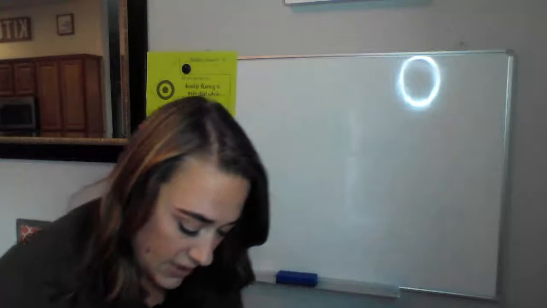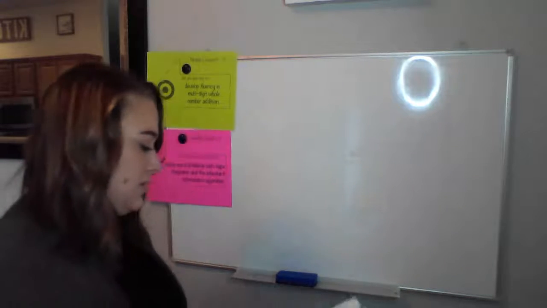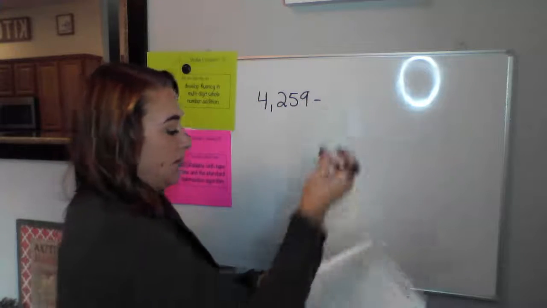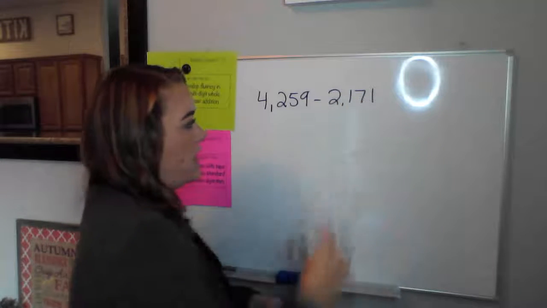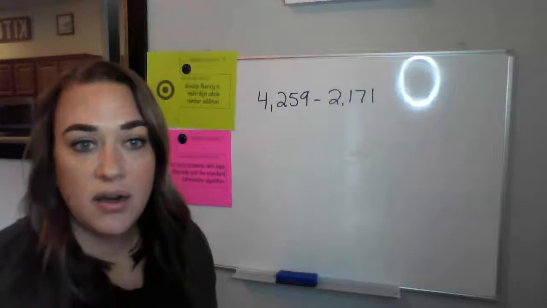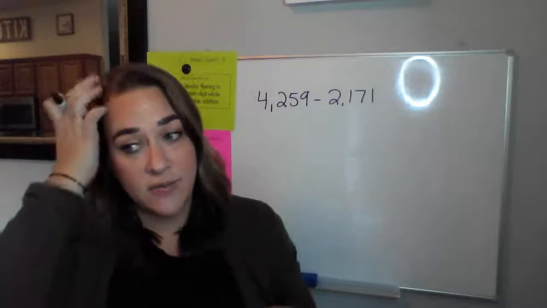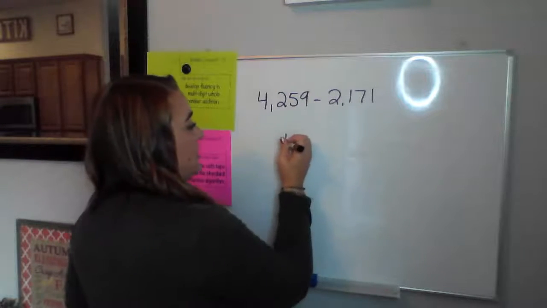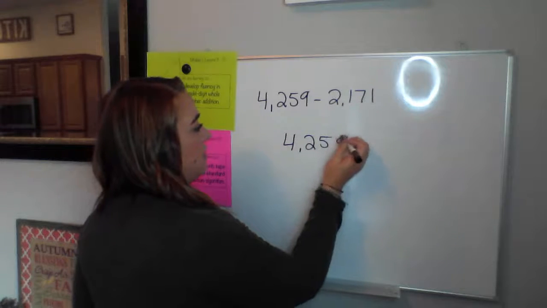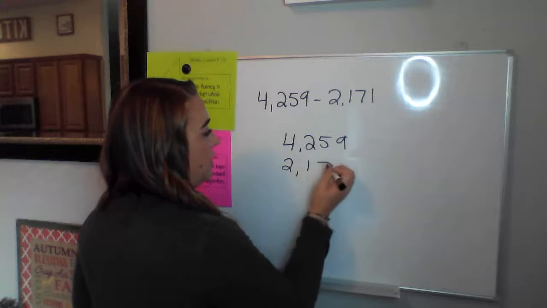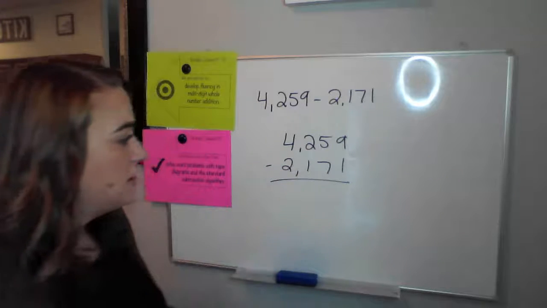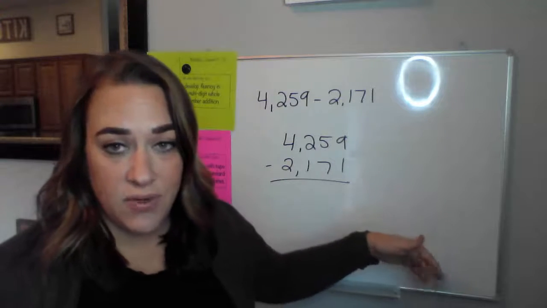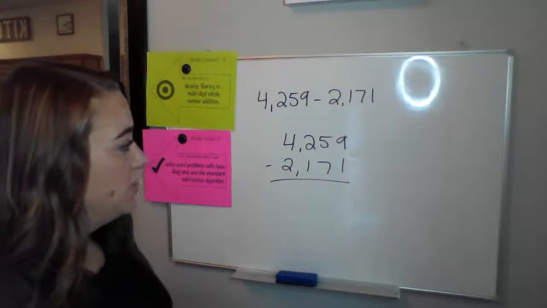Okay, so for starters, if we were to have 4,259 minus 2,171, just like our addition problems, we want to write that vertically so we can see our place values right on top of each other. So we can take 4,259 and we're going to subtract 2,171. I mentioned in our last videos that it's really important to put your larger number on top. It's even more important using subtraction. Your larger number you always want to put on top.